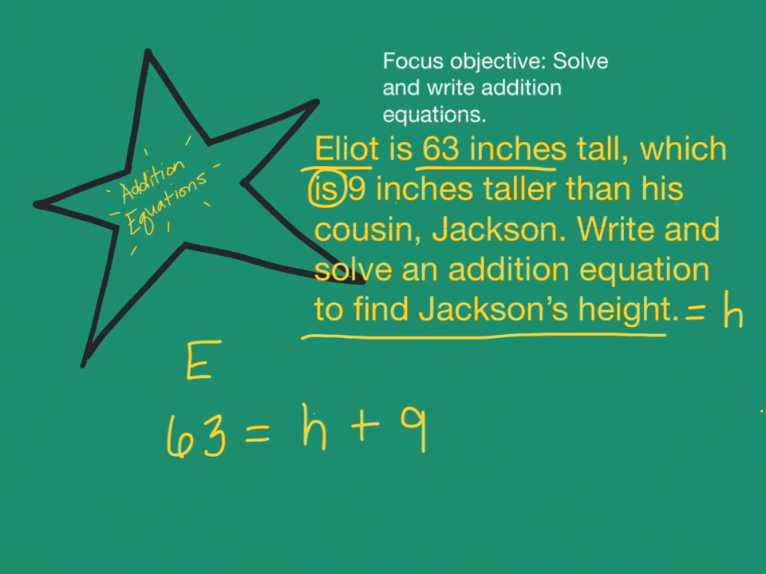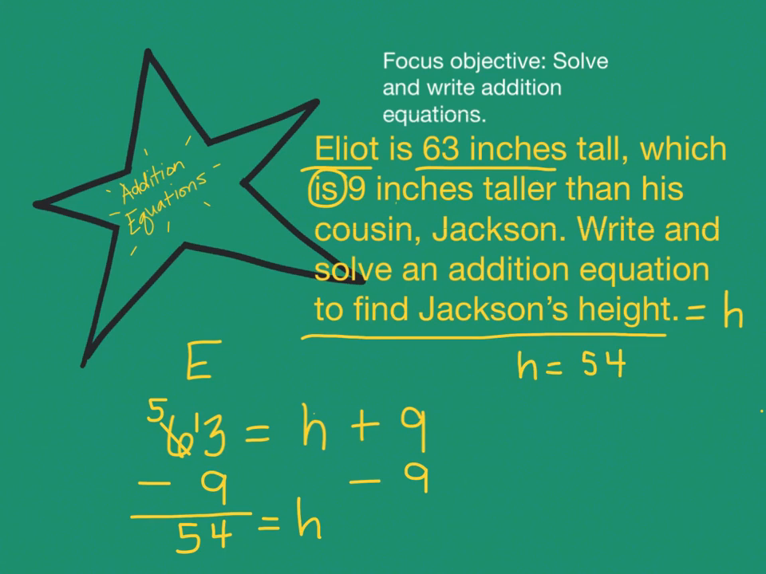To isolate the variable, I'm going to use subtraction, and I must do it on both sides to have a balanced equation. So 63 minus 9 is 54. The plus 9 and the minus 9 cancel each other out, so I am left with h. 54 equals h, or h is equal to 54.